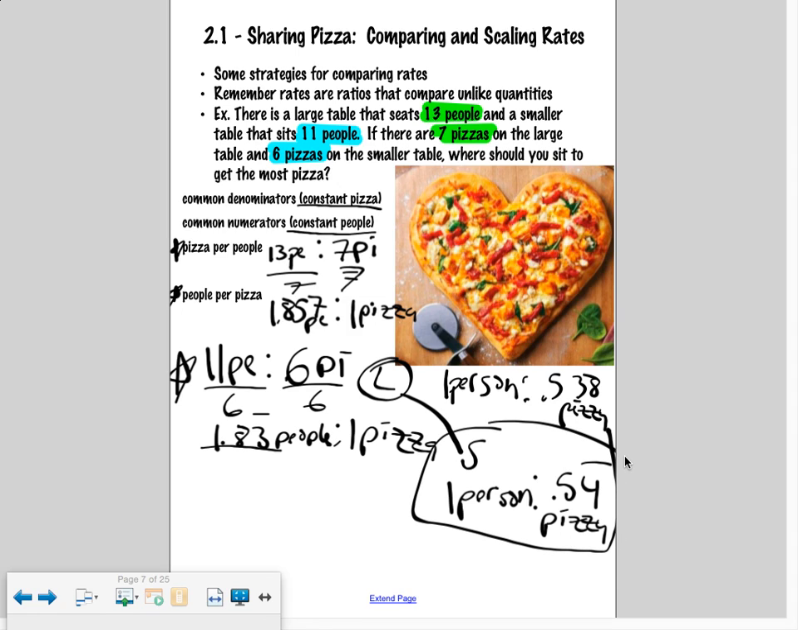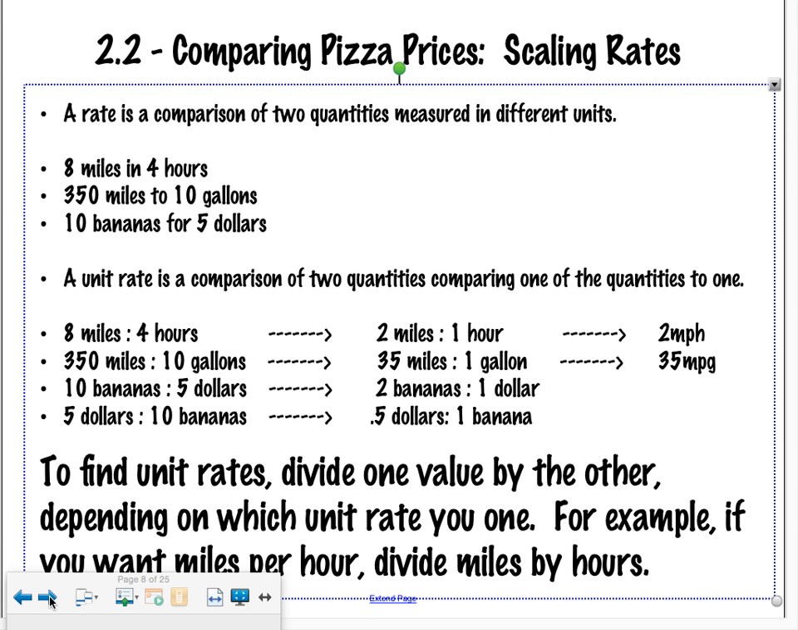All right, so you can solve these types of problems any way that you would like. We really focus on unit rates this unit. Okay, so moving on to more about unit rate.